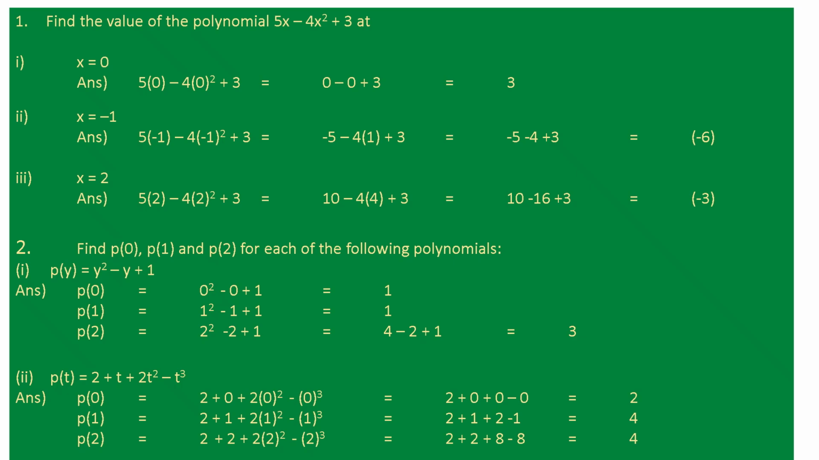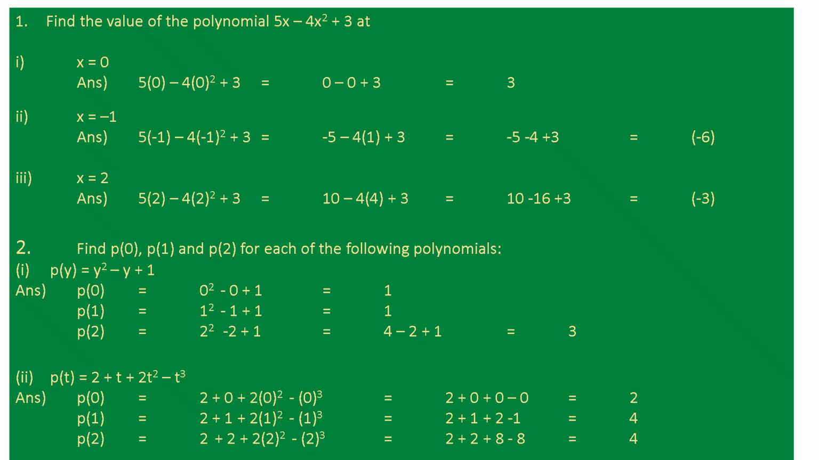The second sum: find P of 0, P of 1 and P of 2 for each of the following polynomials. The first sum and the second sum, there is not much difference as far as the concept is. They have explicitly given the value of the variable in sum number 1. Here, P of 0 is nothing but the variable in the polynomial takes the value 0. So, the first polynomial is P of y is y squared minus y plus 1. How it behaves when the variable takes the value of 0, 1 and 2 is what the question demands. So, you get the answer as it is mentioned.